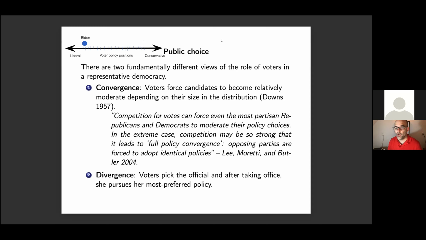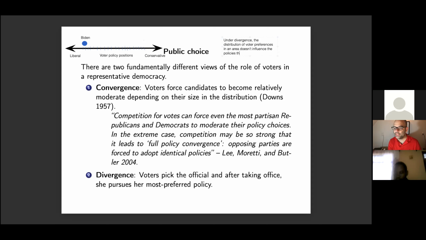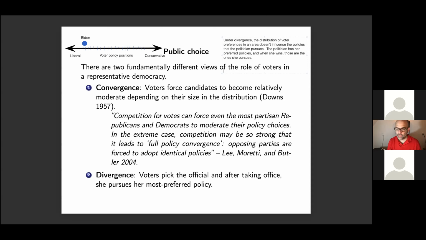So under divergence, the distribution of voter preferences in an area doesn't influence the choices of the policies that the politician pursues. The politician has her preferred policies, and when she wins, those are the ones she pursues. Okay, so this makes predictions.